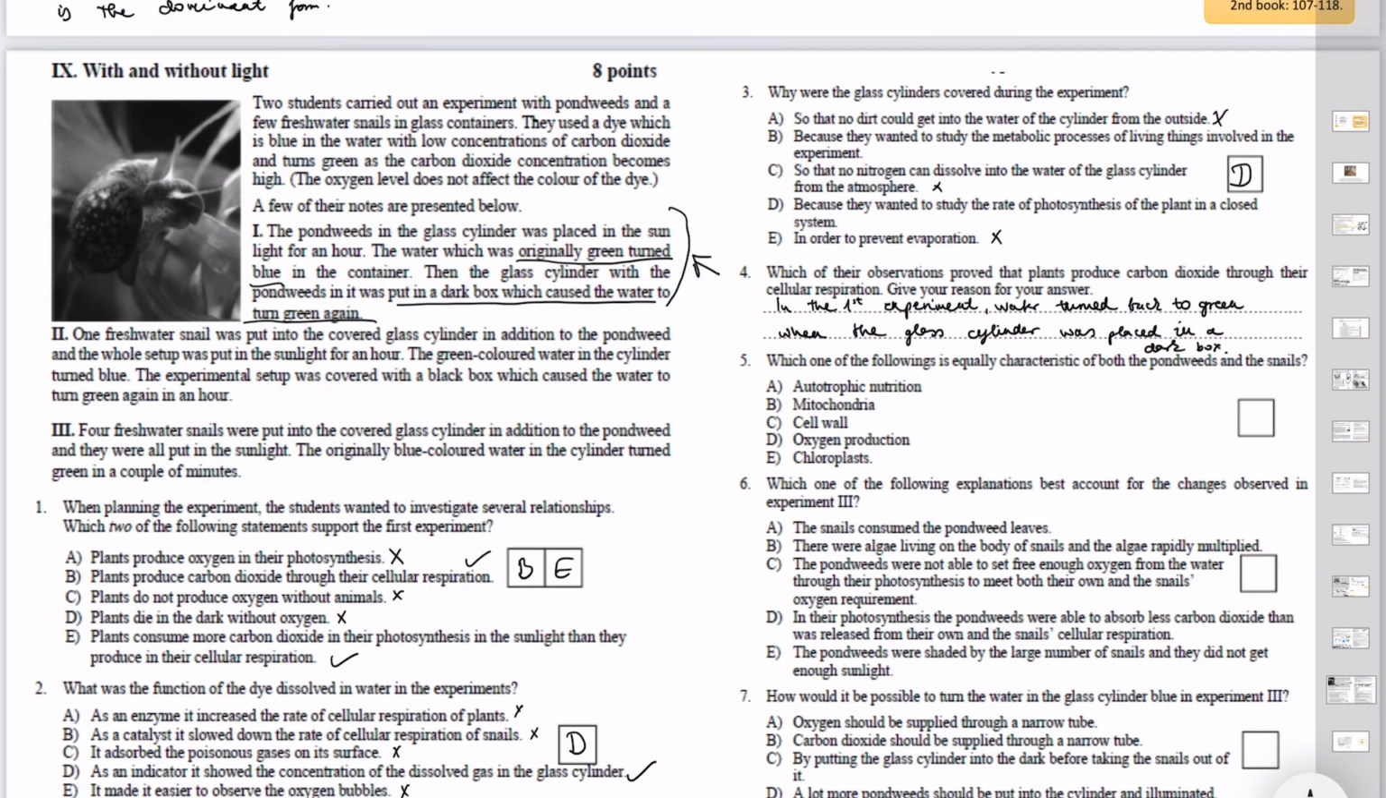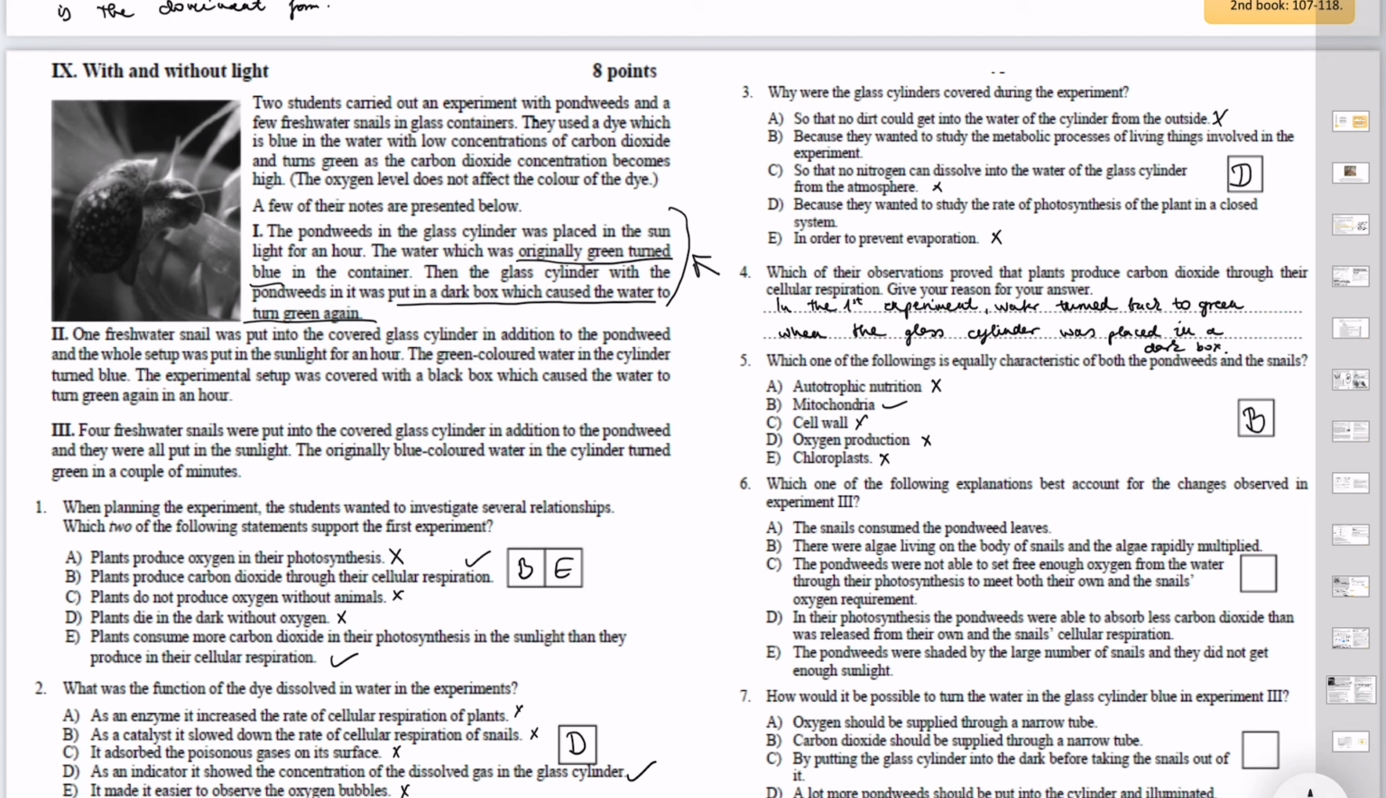Which one of the followings is equally characteristic of both the pondweed and the snails? Autotrophic nutrition, that's definitely not. Mitochondria, both have mitochondria. Cell wall, only plant cells have cell wall. Oxygen production, no. And chloroplasts, only plant cells have chloroplasts, so B, very easy one.